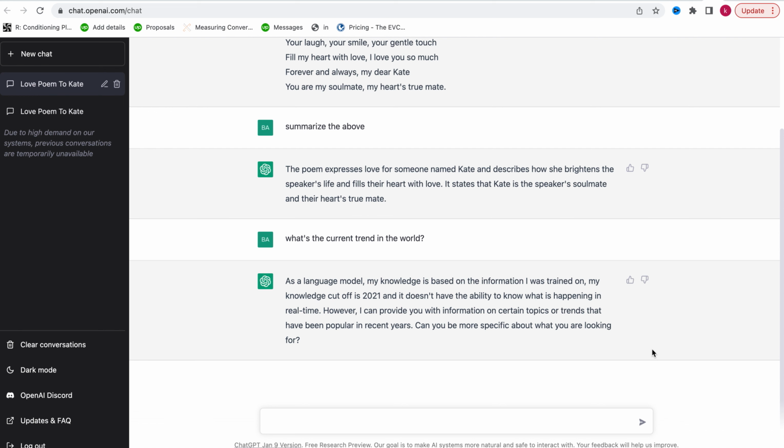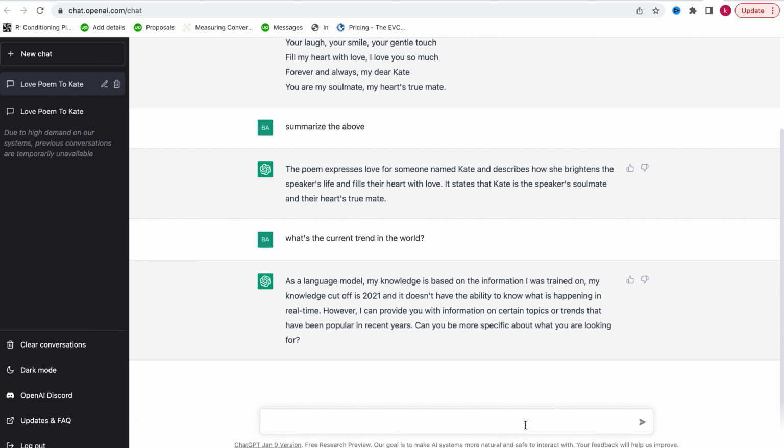This is exactly what I was saying. I have not been specific. I said what's the current trend in the world. This is not specific at all. If I was asking about the trend in healthcare, or economy, or transportation, or travels, and so on, the system will come back with something more specific. So I don't know what really happened in 2021.